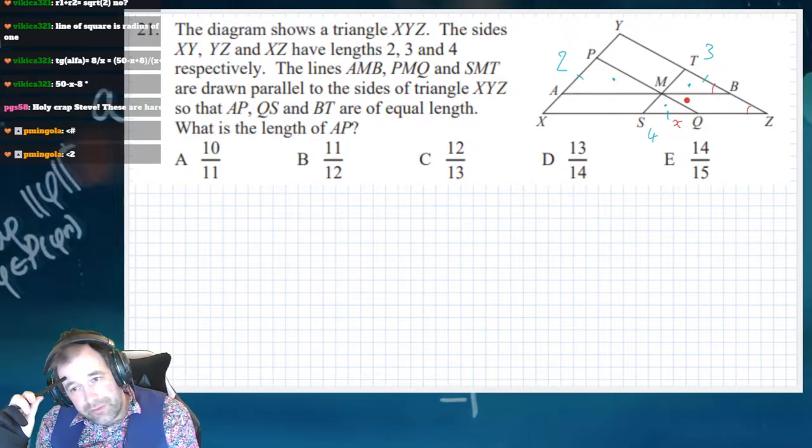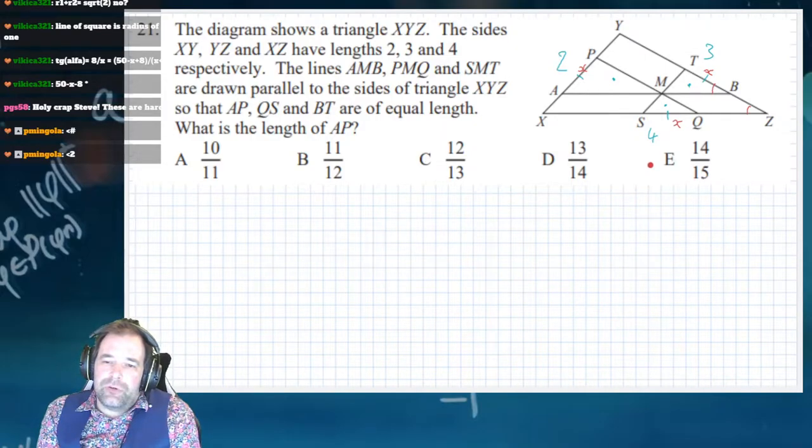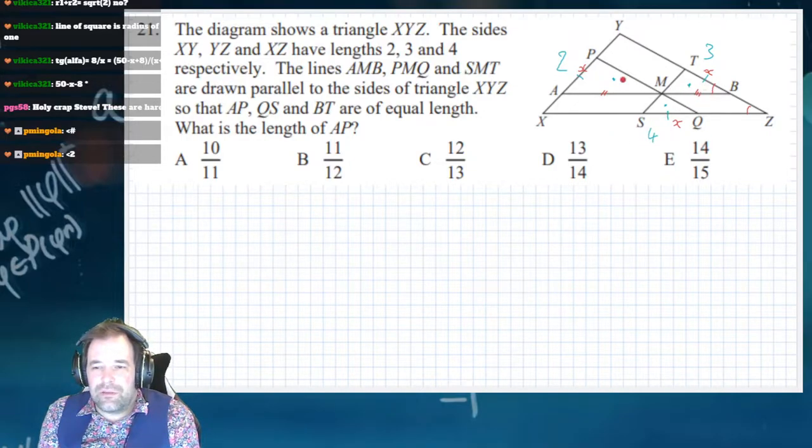I feel like I'm on the verge of this now. There's some similarity here. So that's X, that's X, and that's X. But this plus X plus this gets you to 4. And so there's some similarity going on all over the place.